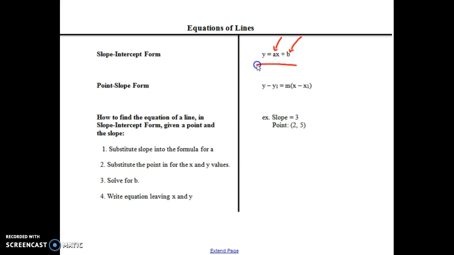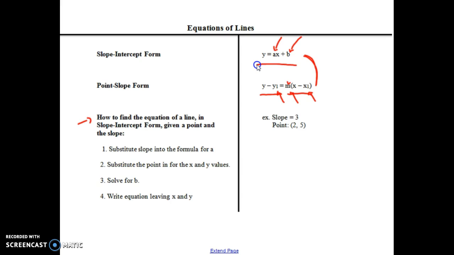The other way is point-slope form, which is y minus y1 equals the rate or slope times x minus x1. And you would fill in numbers here for the slope and for this. These two are equivalent. It's just two different ways to use information to find the equation of a line. So the first one we're going to start with is how to find the equation of a line in slope-intercept form given a point and a slope.